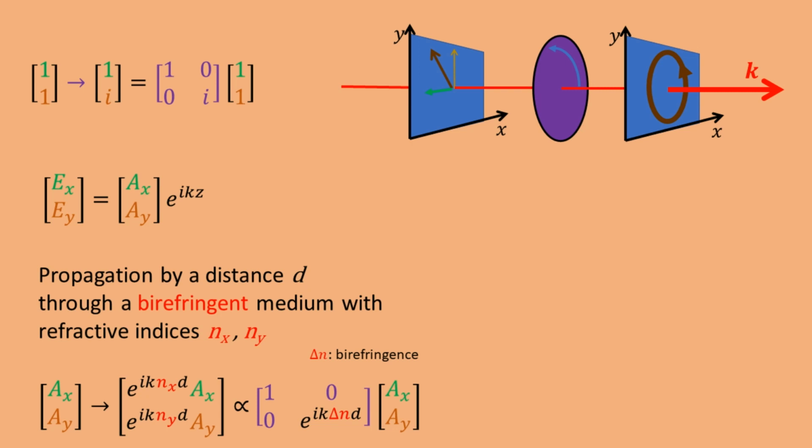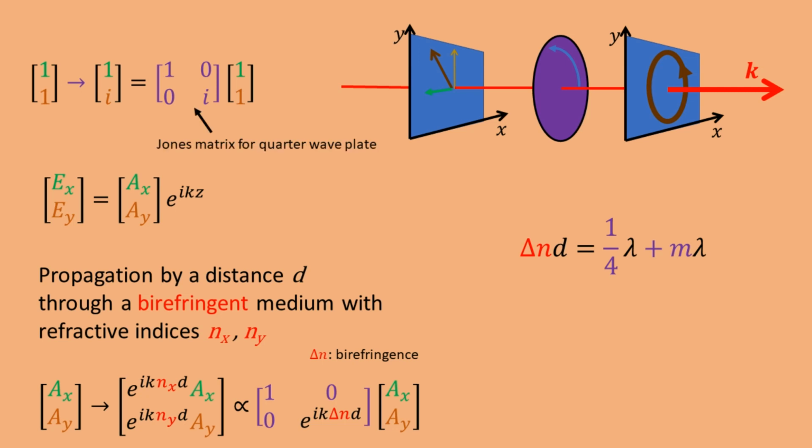What we need to make sure of now is that this complex exponential is equal to i. Writing i as e to the power of iπ/2 plus integer multiples of 2πi, we can equate the two exponentials and cancel the i's on both sides. Using the fact that k is equal to 2π/λ, we can divide both sides by 2π and multiply both sides by λ to find that Δn·d should be equal to a quarter wavelength plus an integer multiple of the wavelength.